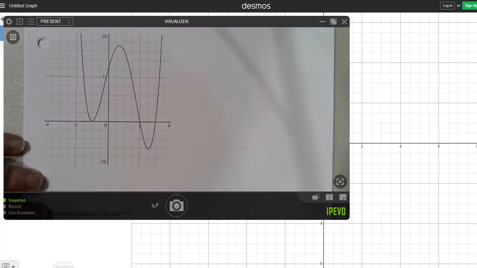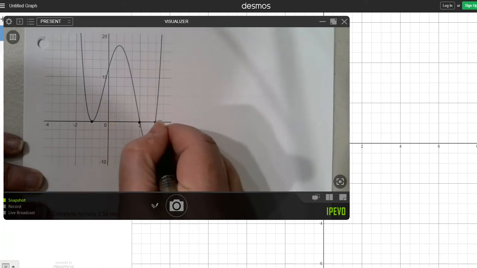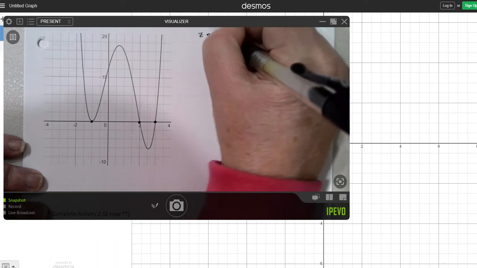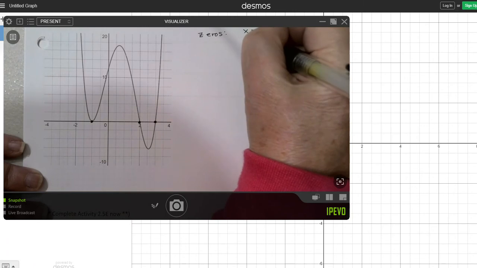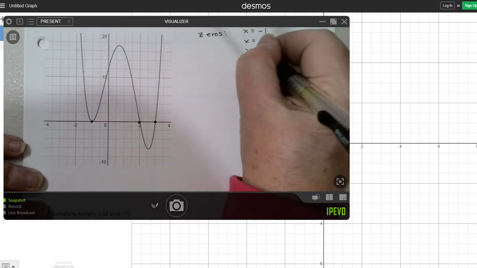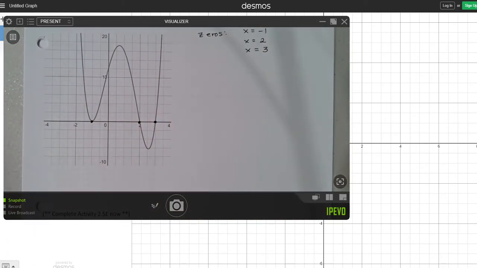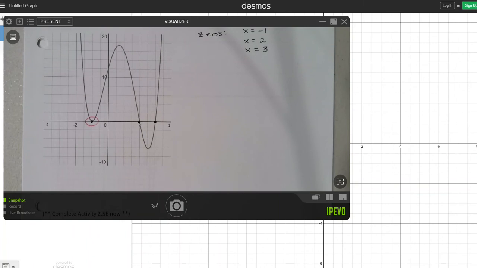I'm starting by identifying my zeros. Here, here, and here. So -1, 2, and 3 are my zeros. And I want to be really careful with this one, because notice this 0 right here at -1, the graph just bounces off. It doesn't cut through the x-axis at that point.